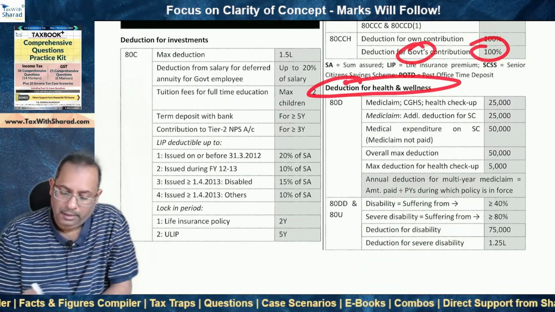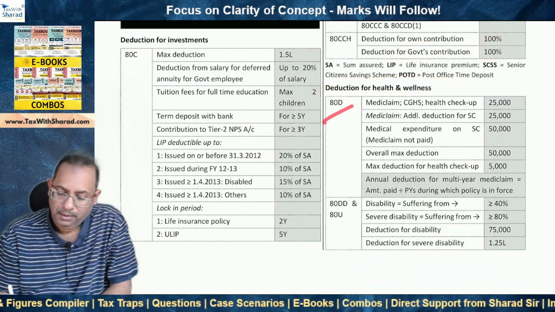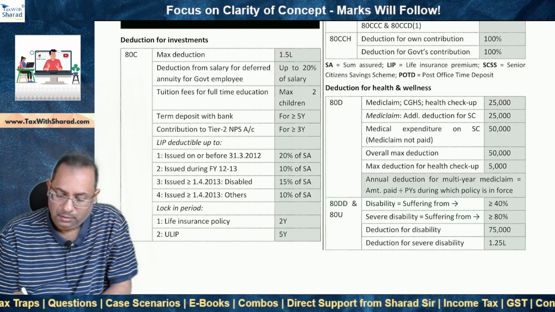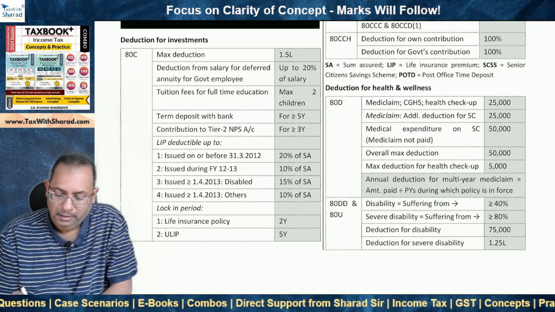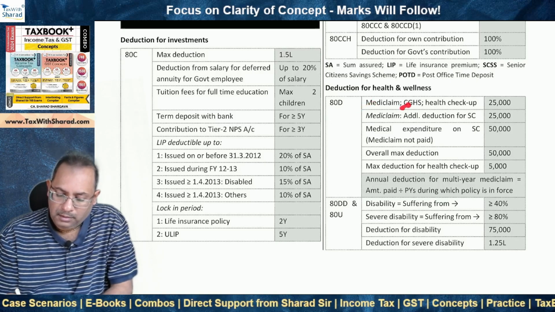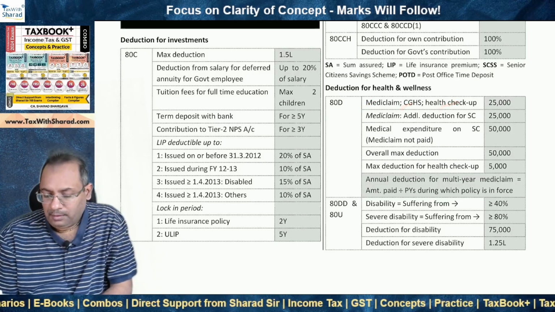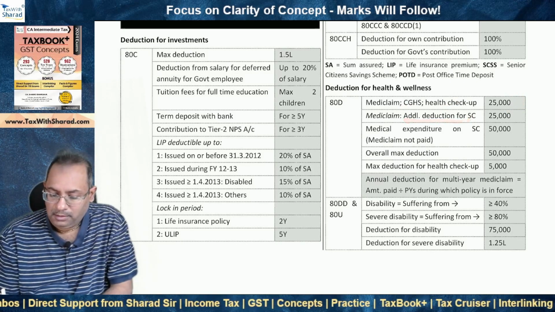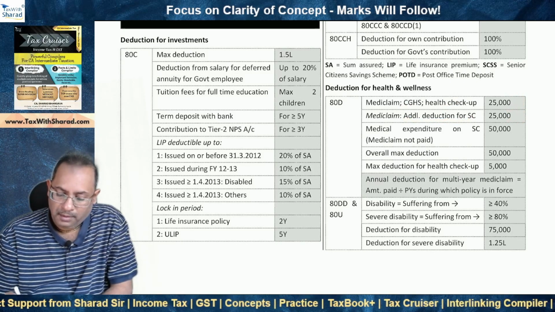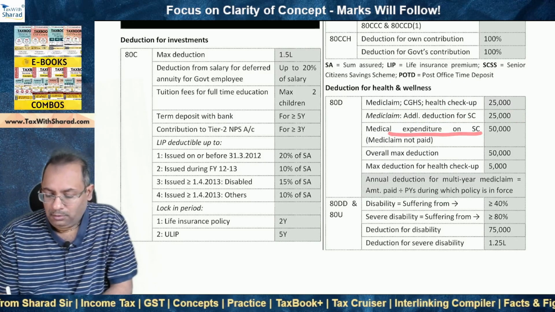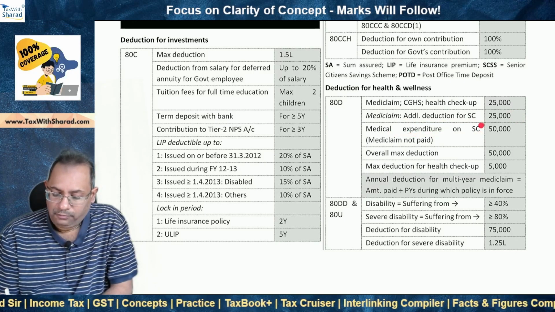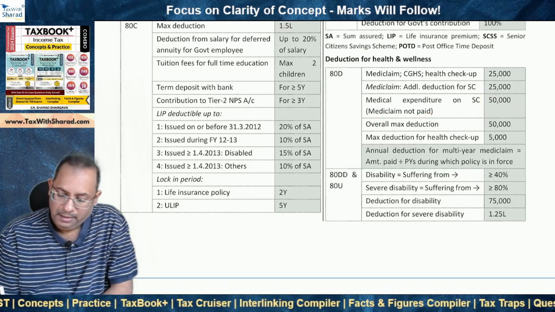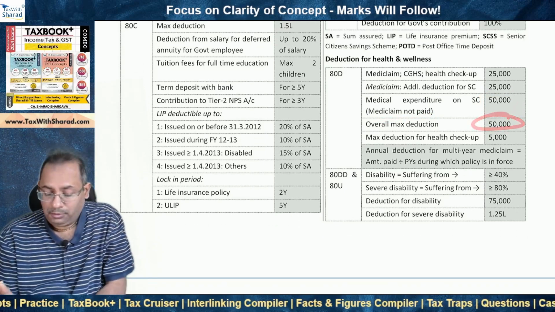Now we come to deduction for health and wellness. First is section 80D. On account of premium or expenditure on Mediclaim, CGHS and health checkup, the limit is 25,000. Additional deduction for senior citizens is given up to 25,000. Medical expenditure on a senior citizen is also allowed as deduction of up to 50,000, provided mediclaim has not been paid. Overall maximum deduction is 50,000.